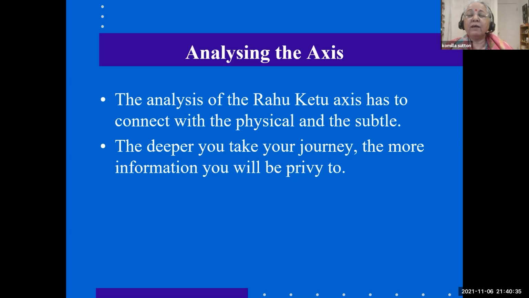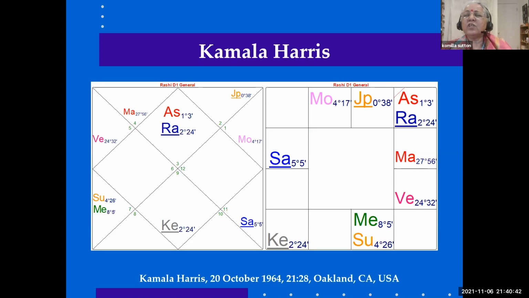Because you have to have an understanding about it. And so when we are analyzing the axis, I'm going to use the chart of Kamala Harris. She's the vice president of USA, and I would say she's very much the outsider in the sense she's the woman with the highest official status, as vice president, but she is half Black, half Indian, so she doesn't belong to either side. As a woman, she can be an outsider as well. So I feel that she has a great Rahu energy for her.